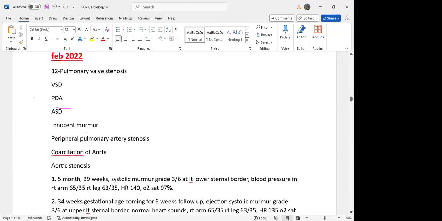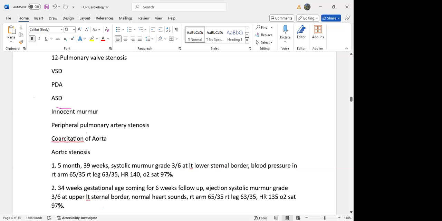Now the next scenario is below. The first is a 5-month-old child, born at 39 weeks. Systolic murmur, 3/6 at the lower sternal border. Blood pressure in the right leg and left leg is okay. Heart rate and saturation are also okay. So most likely this is the murmur of VSD.